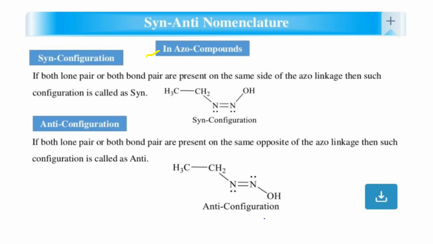In the syn configuration, both lone pairs or both bond pairs are present on the same side of the azo linkage, and such a configuration is called syn. In this case, both lone pairs are present on the same side. Then in the anti configuration, the lone pair and bond pair are present on the opposite sides of the azo linkage, and this configuration is called anti.